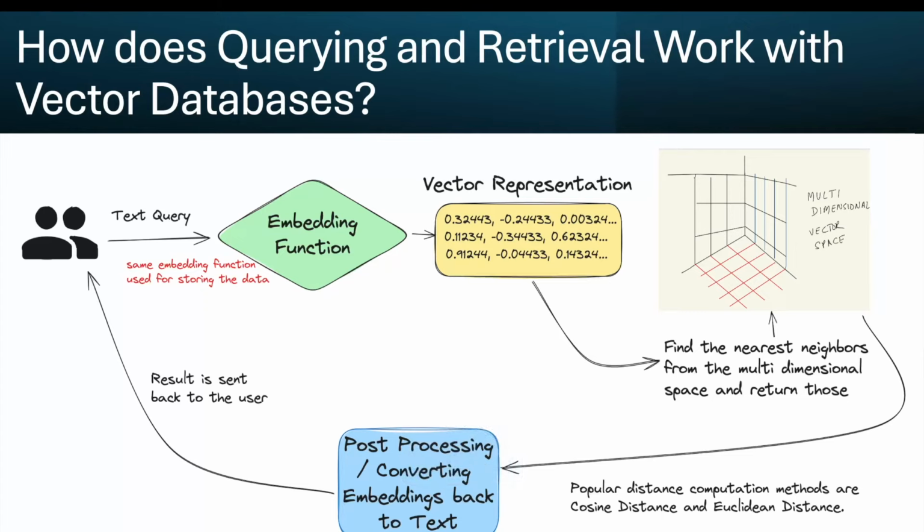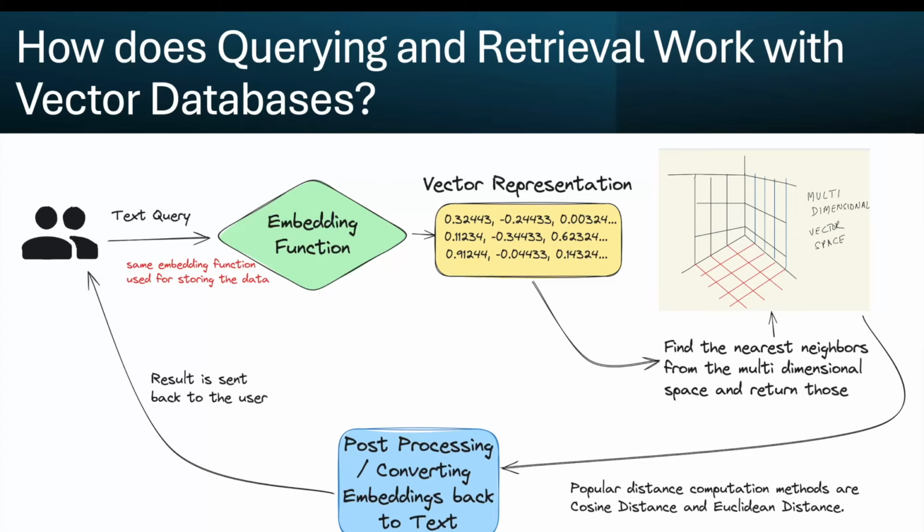Once you convert the query into a vector representation, you try to find the nearest neighbors in the multi-dimensional space. The way to compute these neighbors is through 2 popular algorithms. One is cosine distance, where you look at the vector and all other vectors and ask, what is the angle between these 2 vectors? Cosine of 0 is 1, cosine of 90 is 0. So the greater the angle, the farther away they are.